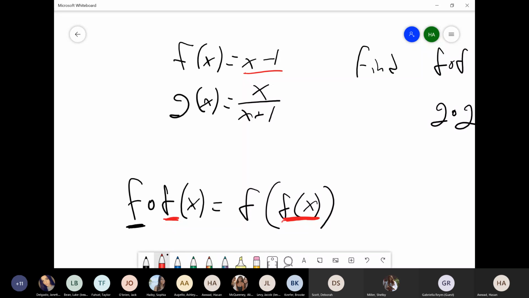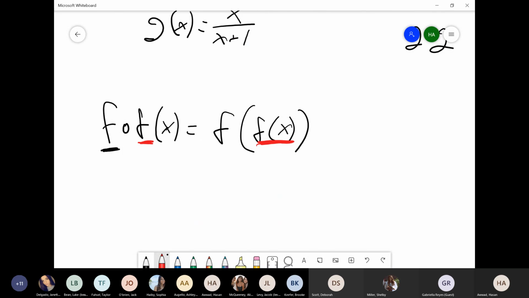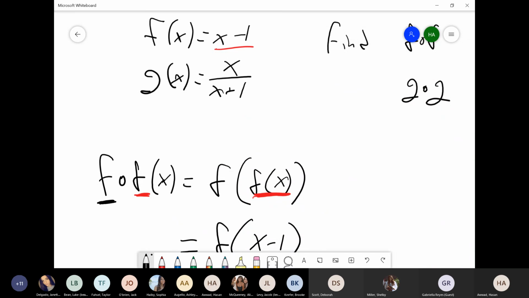F of x is x minus 1. So that means we're going to be plugging in here f of x, which is x minus 1. Everybody see the substitution that I made? All I did was I looked and I saw what f of x is equal to, and now that becomes my new input for the outside function.